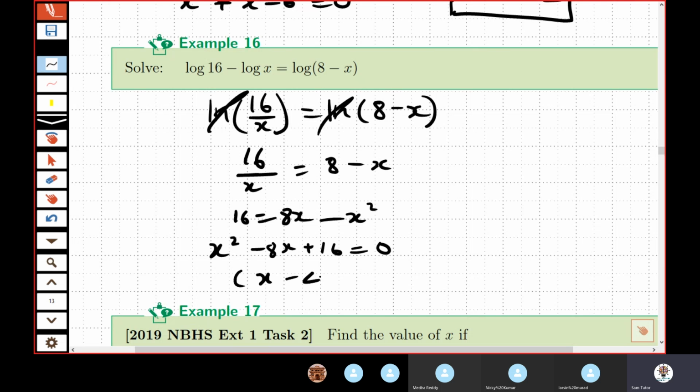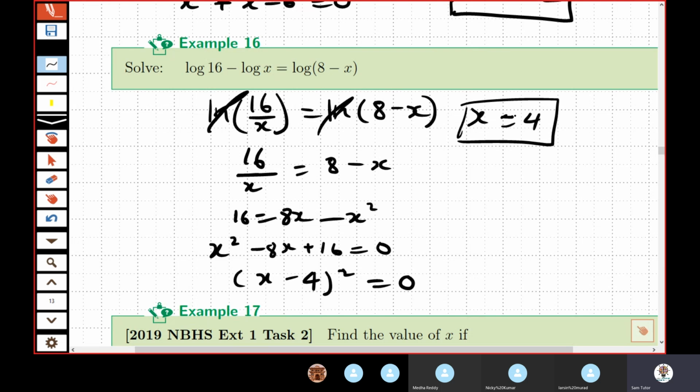Then factorize. I can see it's a perfect square. You would factorize, and then x equals 4. Check. 16. Log 4 is not a problem. 8 take away 4 is positive. That's not a problem. So the answer is just x equals 4.